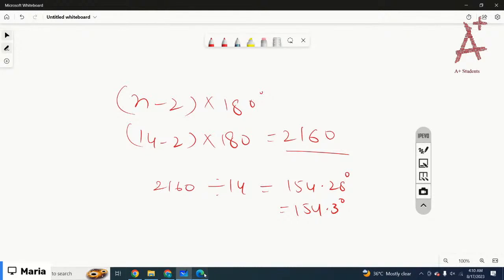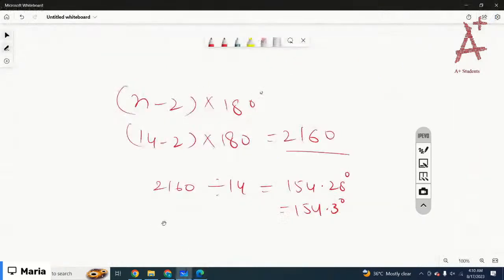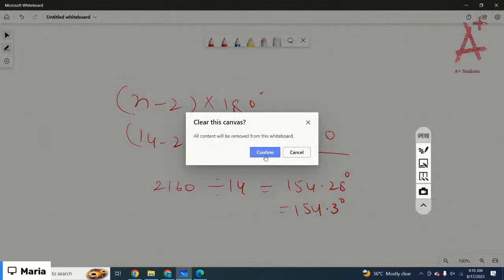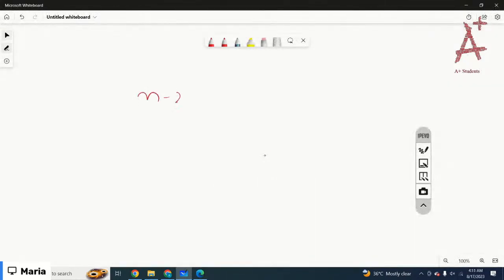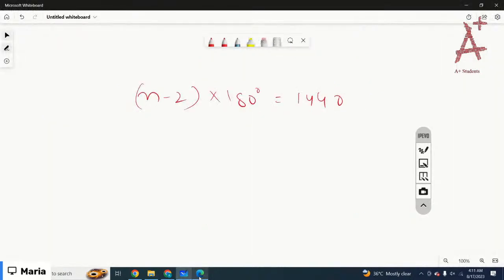Okay, the next one is, the sum of interior angles in a polygon is 1440 degrees. How many sides does the polygon have? Okay, you are given the sum of the angles, right? You have to calculate how many sides we have. Use the same formula. We know that n minus 2 times 180 equals the sum of all the angles, that equals 1440, given in the question. Yes, the sum of interior angles you are given, right? You have to calculate how many sides the polygon has. Just solve this for n.